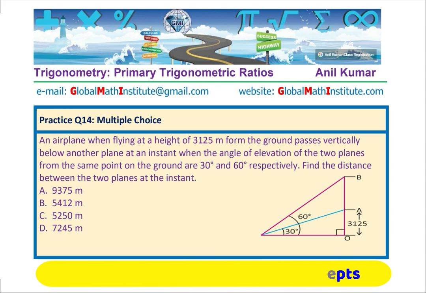Points on the graph are 30 and 60 degrees respectively. Find the distance between the planes. You need to find this particular distance.